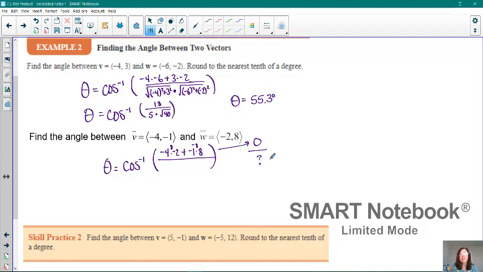Then it doesn't matter what the denominator is. We know it's not 0 because it's magnitudes, and magnitudes are lengths. These are not the 0 vectors. 0 divided by anything is 0. So theta is equal to the inverse cosine of 0. Well, I don't need my calculator to tell me what theta is. That's a unit circle angle, and it is 90 degrees. So these two vectors form a right angle. Let's see if we can see that on GeoGebra.